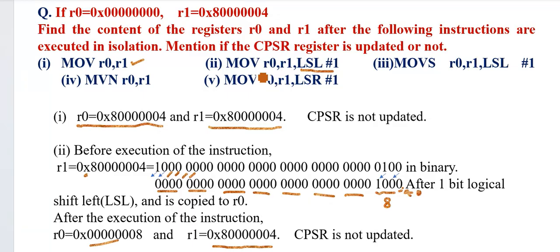Coming to the next instruction, which is MOVS R0, R1 logically shift left by 1. So there is an S. S indicates to update the flag or save the flag. The next instruction is MVN R0, R1, which I will show in the next slide.